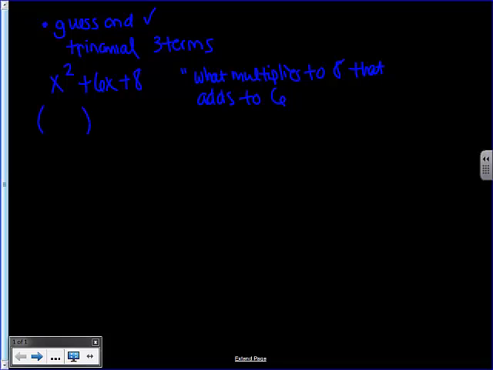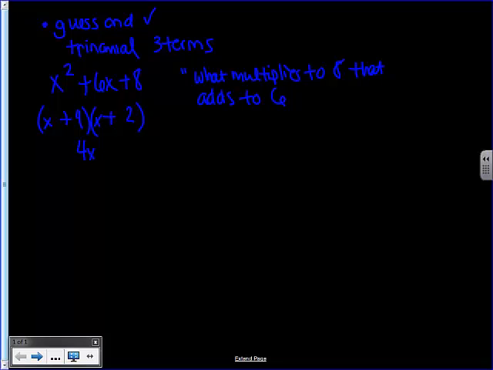So set up my two factors. Plug in my x here and my x here. 4 and 2 multiplies to 8, adds to 6. Now let's just double check. Positive and positive there, so what are my signs going to be? Positive and positive. Now looking at this, I've got 4x.